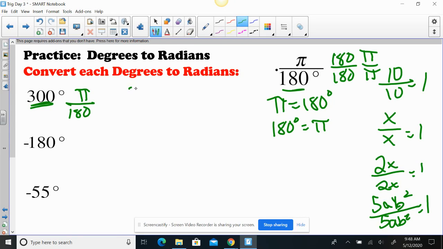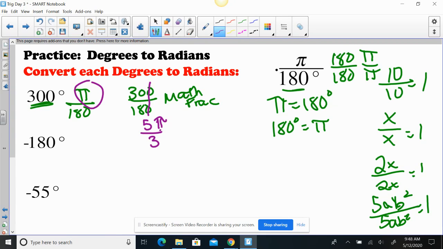Easiest way to do this is in your calculator, do 300 divided by 180, and then hit math fraction. If you don't have a fancy calculator, go ahead and just simplify those. So you should know that the zeros definitely go away. What goes into 30 and 18? Well, 6 does. 6 goes into 30 5 times. 6 goes into 18 3 times. So in radians, put that pi back, this would be 5 pi over 3.